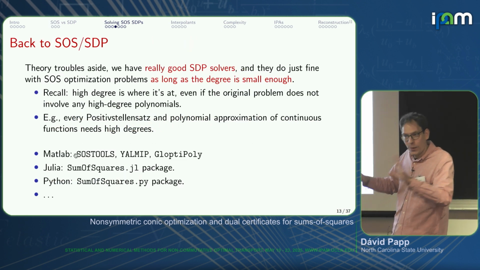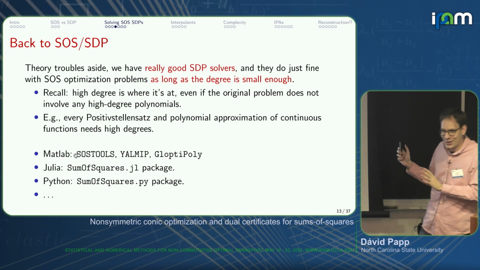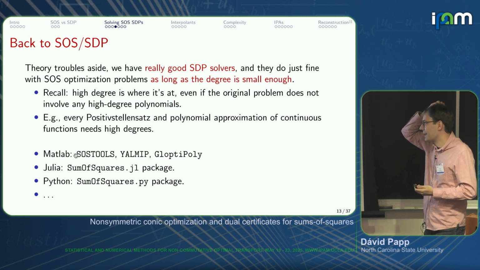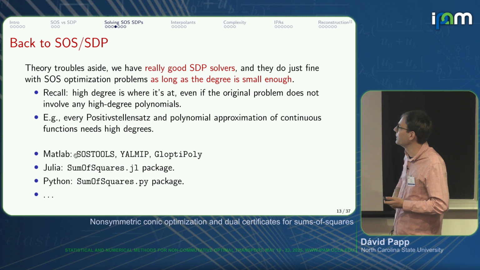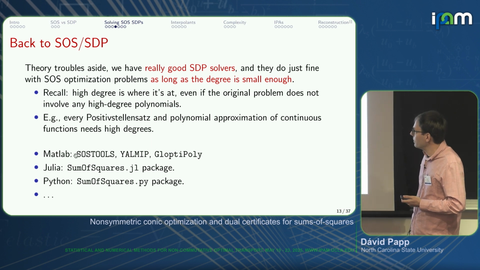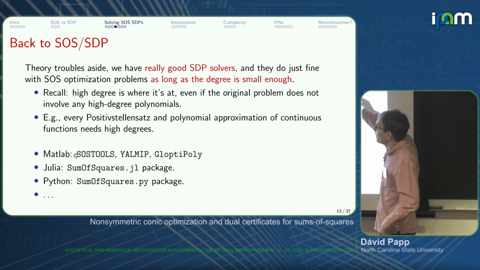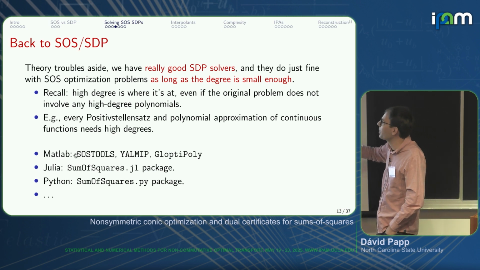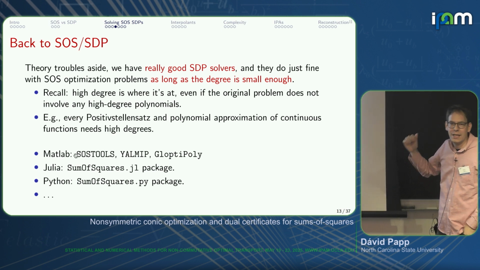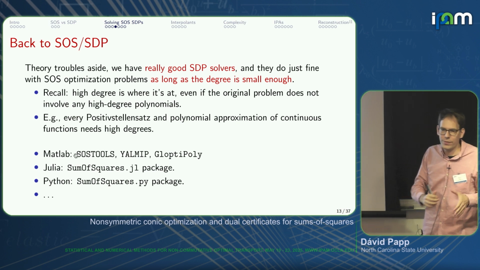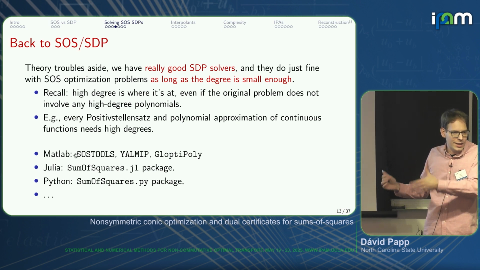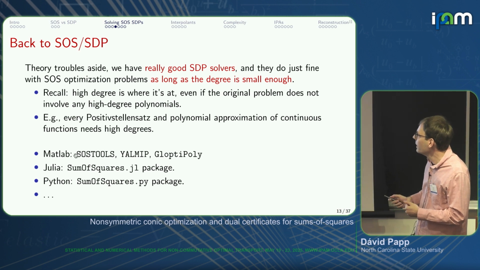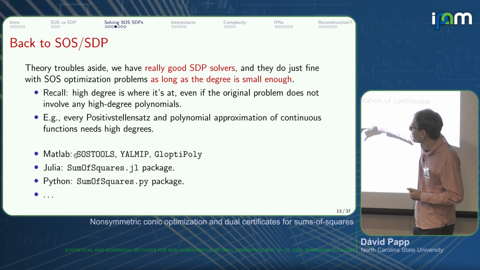Okay, so all that theoretical trouble aside, we do have really good SDP solvers. So in principle, we can take all these problems and just solve them. Again, at least as long as the degree is small enough, these tend to work really well. From my perspective, high degree is the interesting part, even if the original problem doesn't involve any high degree polynomials, because remember, in order for us to get a good approximation of non-negative polynomials by weighted sums of squares, you might need much higher degree polynomials in the sums of squares than what we have in the original problem. Right, so like from this positivstellensatz.